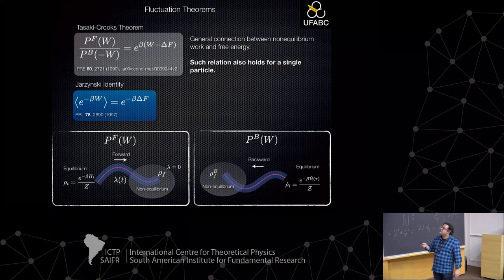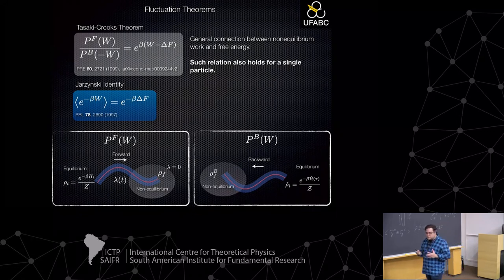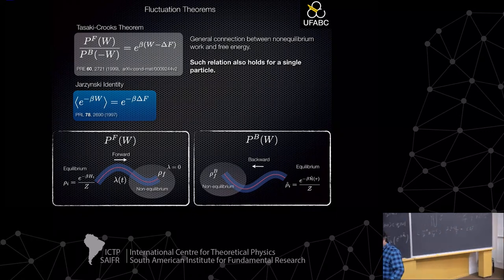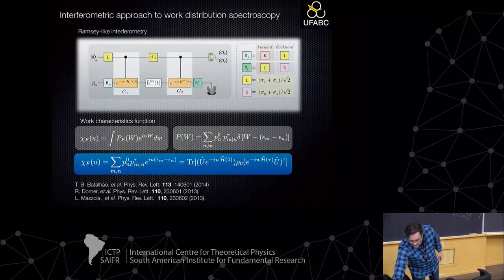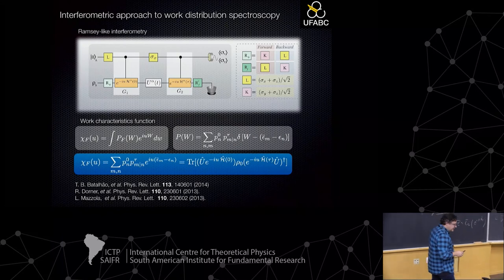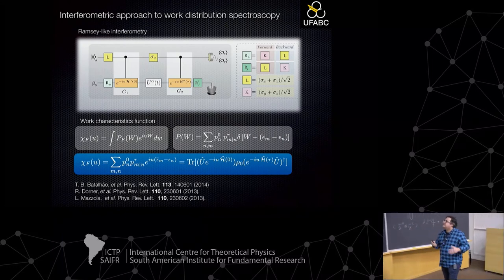If I can measure the probability distribution in a forward protocol and in a backward protocol, I can measure experimentally the free energy. So this is a way to determine free energy in an experimental setup. This is the only way that I know to determine free energy. Now, again, quantum information plays some role.